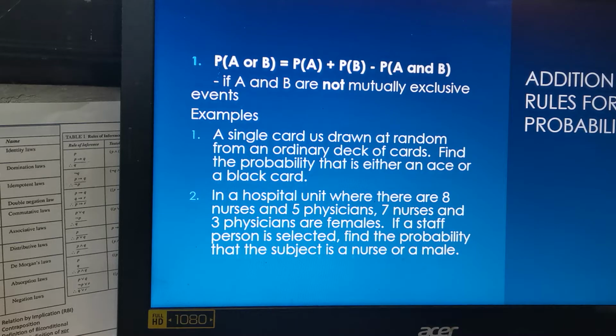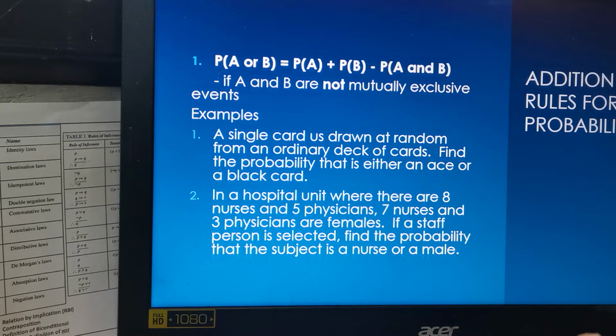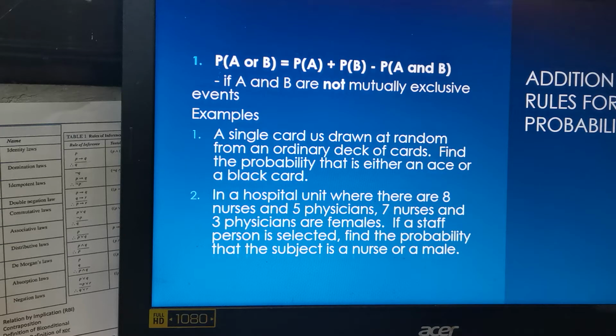Okay, so this is the formula for the addition rule for probability, if we have two events which are not mutually exclusive. So, if they are not mutually exclusive, we have here the probability of A or B equals the probability of A plus the probability of B minus the probability of A and B. What A and B means is the outcomes that are the same in both event A and event B. The common outcomes. We subtract them.